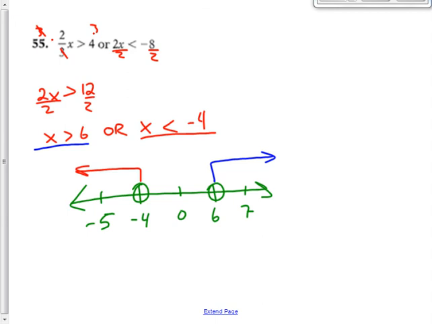So the last time that I had that situation, it was an AND problem. And we said that it was no solution because there are no numbers that were bigger than the larger one that are also smaller than the smaller one. Well, in this situation, let's take again the number 7 here. The number 7 is most definitely bigger than 6. And if I had an AND in between there, it is not less than -4. But I don't have an AND, I have an OR.